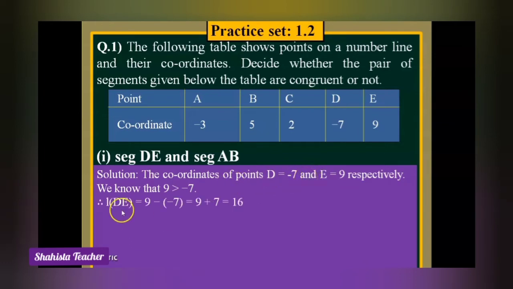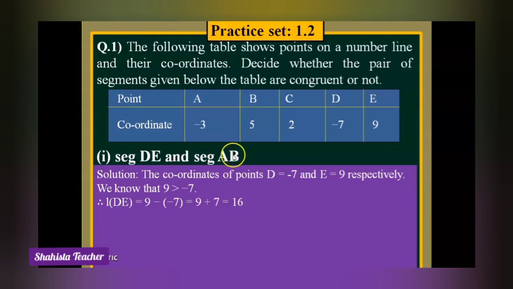So length of DE is equal to 9 minus -7. The minus sign is for calculating distance and -7 is the coordinate of D. So 9 is 9, and minus into minus becomes plus, and the 7 stays as it is. So 9 plus 7, we get 16. So distance of DE is equal to 16.